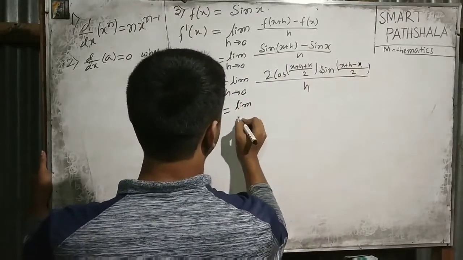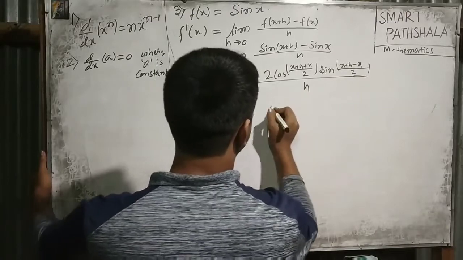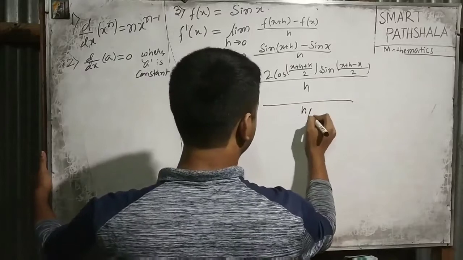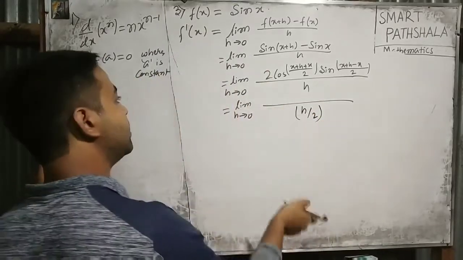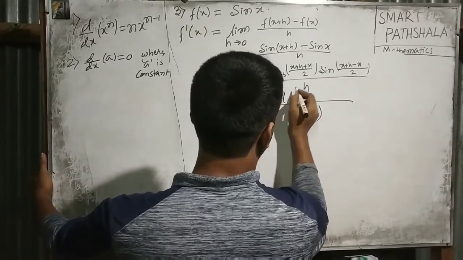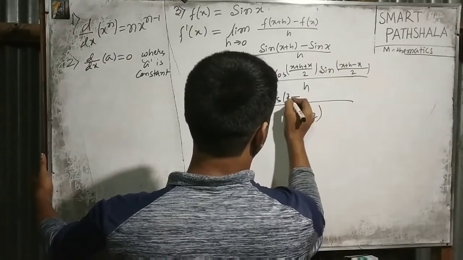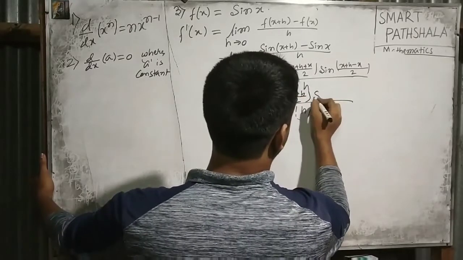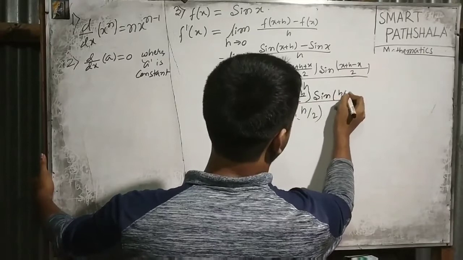Now this term will give you limit of h tends to 0. Remember, you can take this 2 in the denominator. How? Just divide it, numerator and denominator, by 2. Okay. Now you will have cos of (2x plus h) by 2 into sine of h by 2.